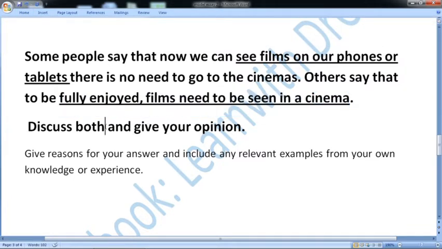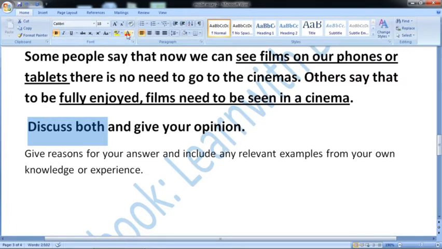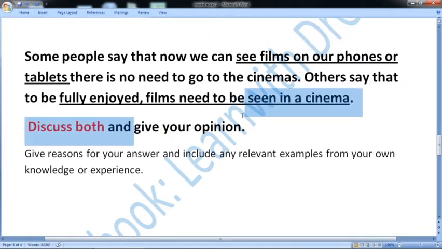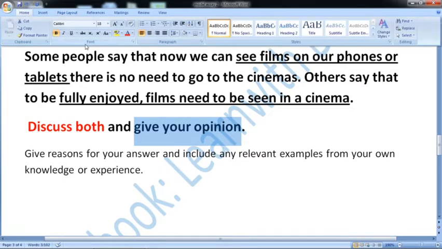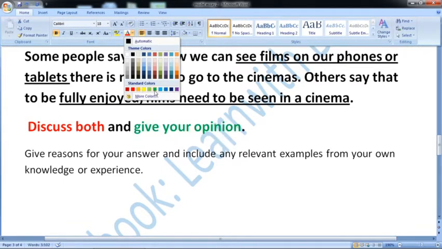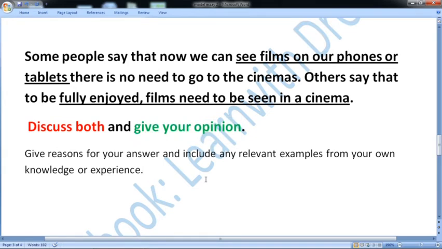Then we have two things: discuss both sides and give your own opinion. We have to cover all of these things in our essay to get a high score. So let us read again. First of all, you have to read the question, then underline the key points, and then start planning your essay. Brainstorm your ideas and plan. Some people say that we can see films on our phones or tablets. There is no need to go to the cinema. Others say that to be fully enjoyed, films need to be seen in a cinema. Discuss both sides and give your opinion.